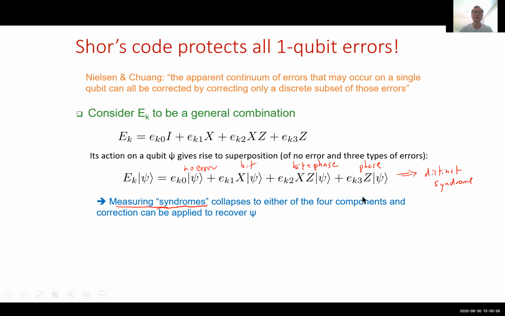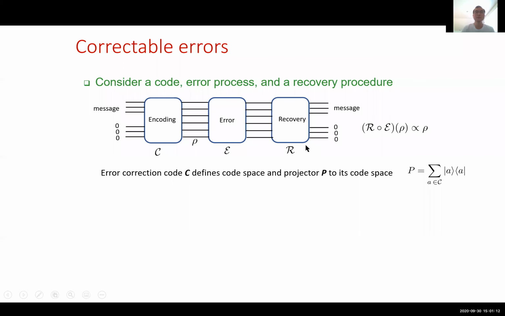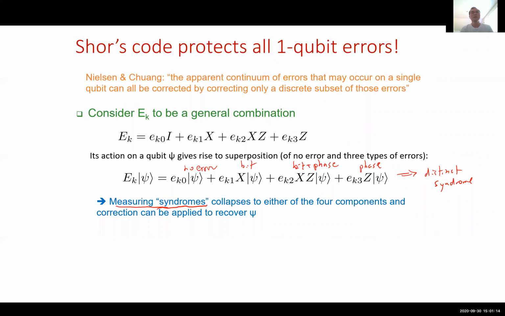Okay, so this is the reason why we know Shor's code can correct bit flip, can correct phase flip, and therefore correct bit plus phase, and therefore can correct arbitrary errors in this form. Okay, so that's the intuition for why Shor's code can protect all one qubit errors. Okay, any questions?